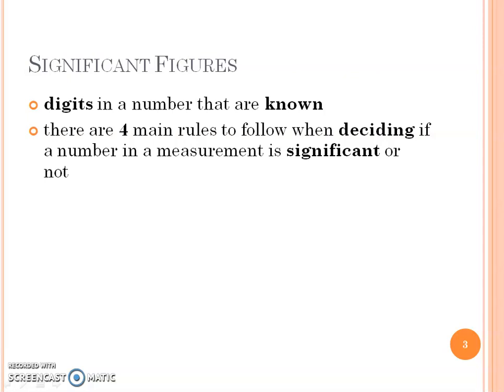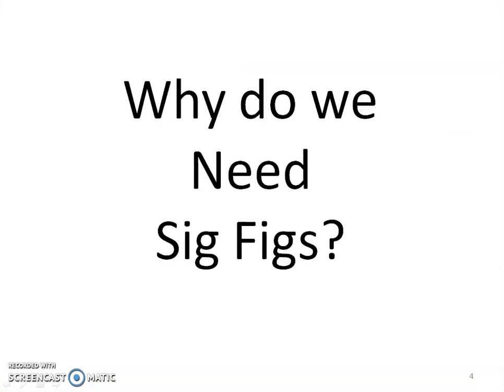There are actually 4 main rules that I follow. However, I believe your book lists about 6 of them. Anyways, I have a little mnemonic to help you understand how to decide how many significant figures or significant digits are in a value.